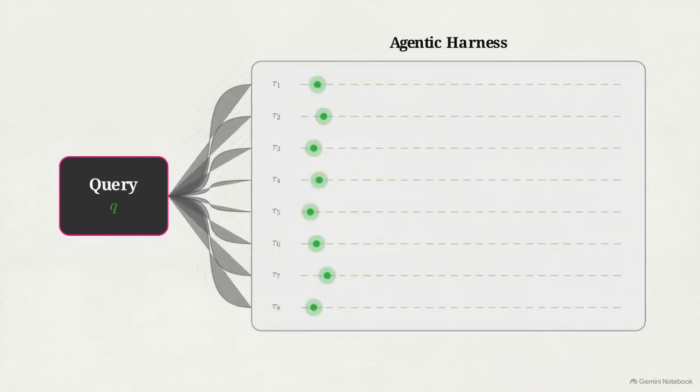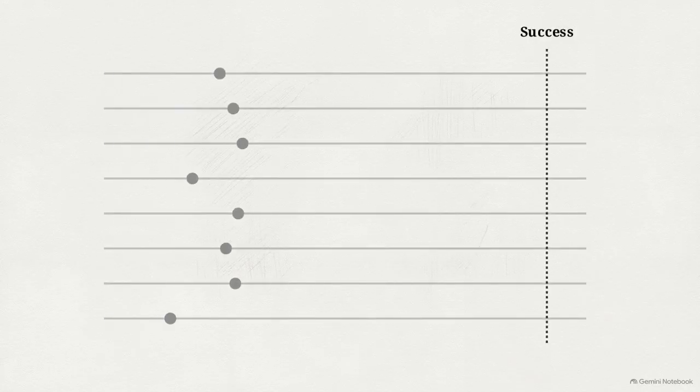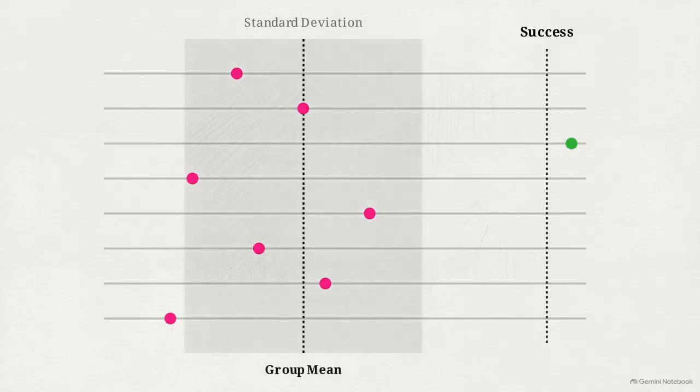For every query, the policy samples a group of 8 parallel rollouts, executing them inside the target harness. Instead of using a separate critic network to guess a value, the algorithm evaluates success by computing the advantage relative to the mean and standard deviation of the rewards within that specific group of 8.